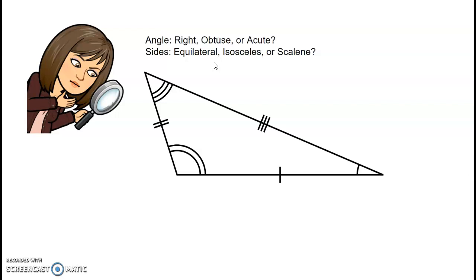Let's look at the sides. We have three different side lengths. So I want you to think to yourself, three different side lengths. Is that equilateral, isosceles, or scalene?